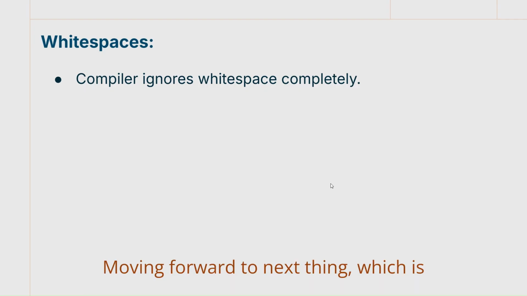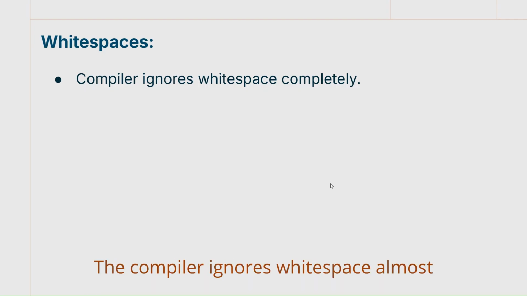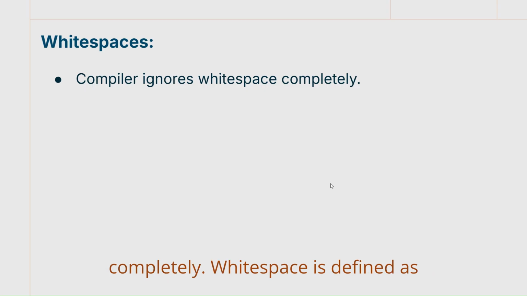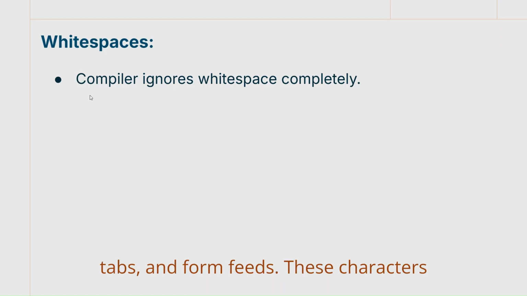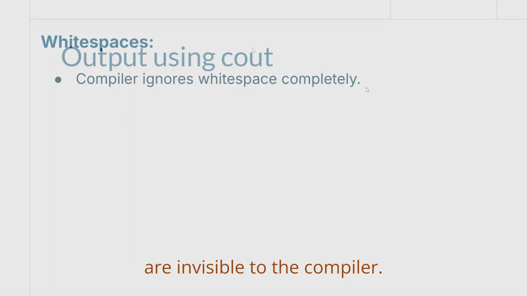Moving forward to the next thing, which is white spaces. The compiler ignores white space almost completely. White space is defined as spaces, carriage returns, line feeds, tabs, vertical tabs, and form feeds. These characters are invisible to the compiler.